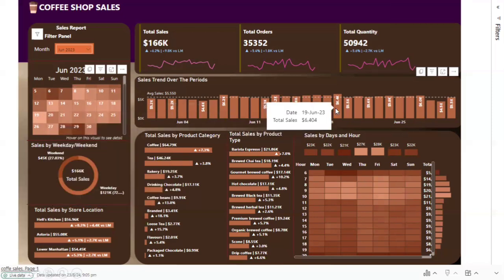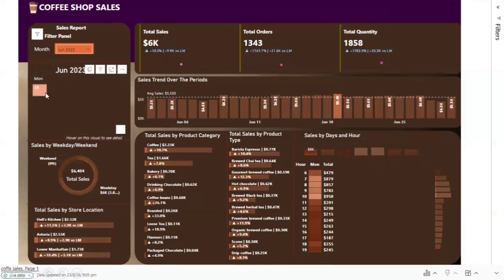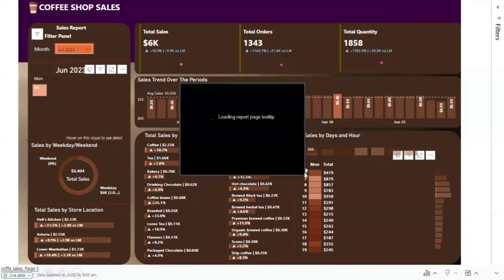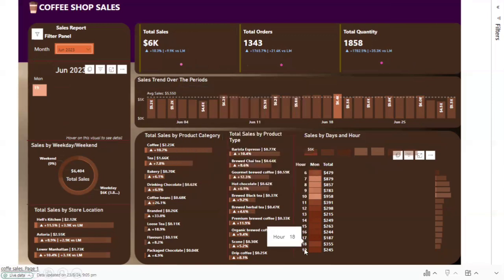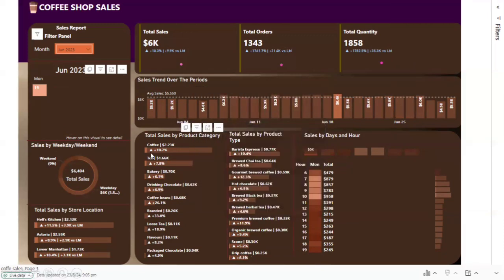And if we click on 19th of June, we can see Monday from 6 o'clock to 8 o'clock, there is a good amount of increase in sales, and we can see the type of product sold. It is coffee, tea, bakery, as usual. These are the best performing products. In Hell's Kitchen as well as Astoria and Lower Manhattan, there is not much difference in sales between them.